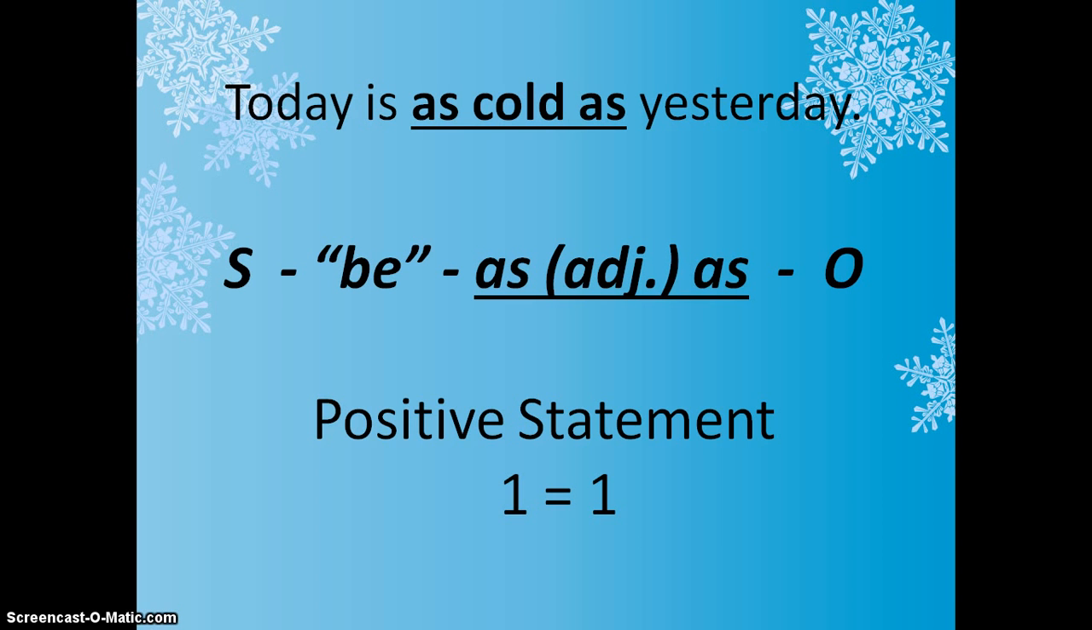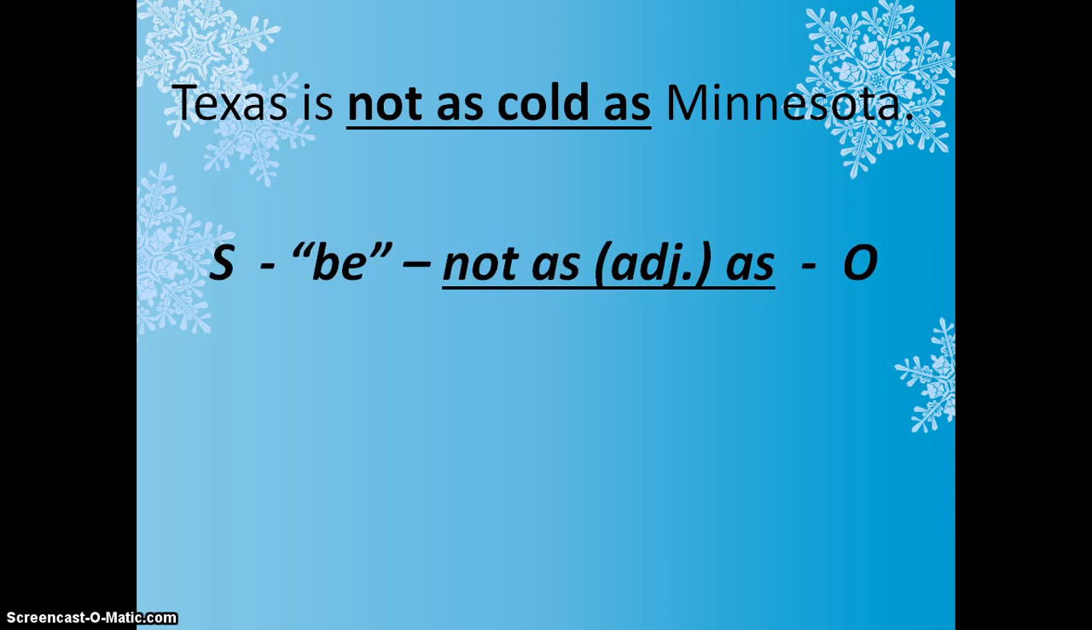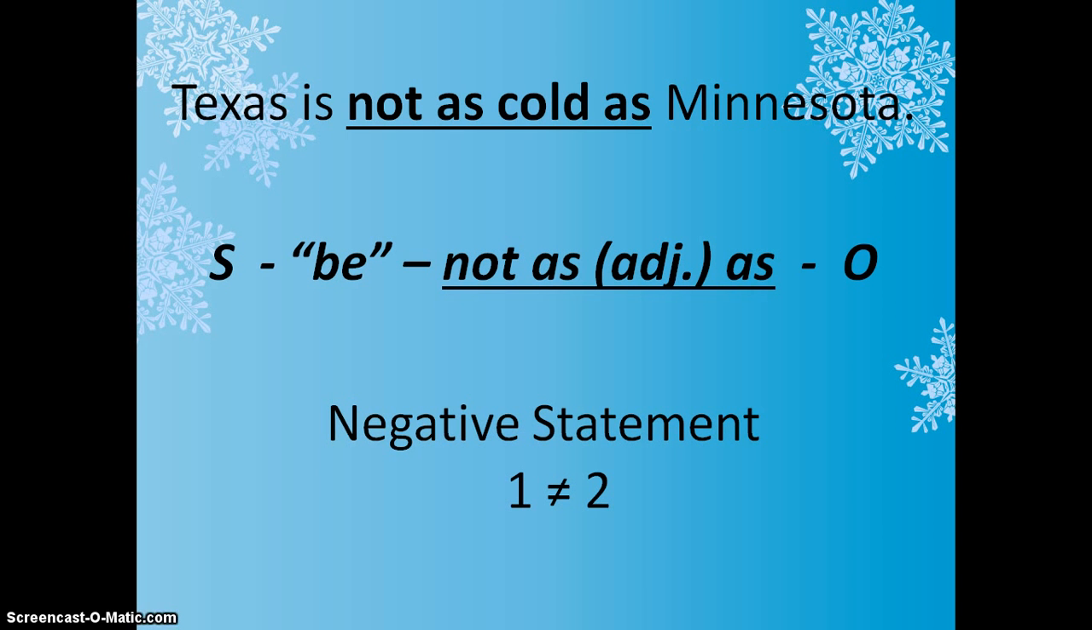So this is like in math when we say 1 equals 1. They're equal. How about this sentence? Texas is not as cold as Minnesota. What did we add? Well, we added the word not. Look at our construction here. Subject, our be verb, then we have not as, adjective, as, and finally our object. This is a negative statement.